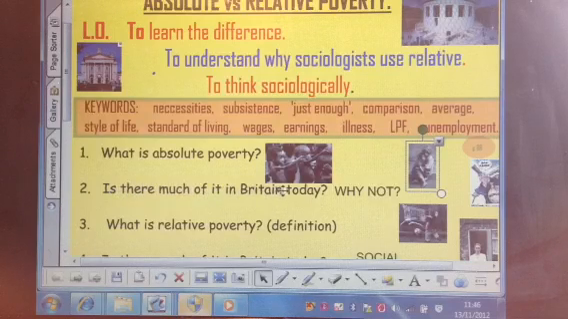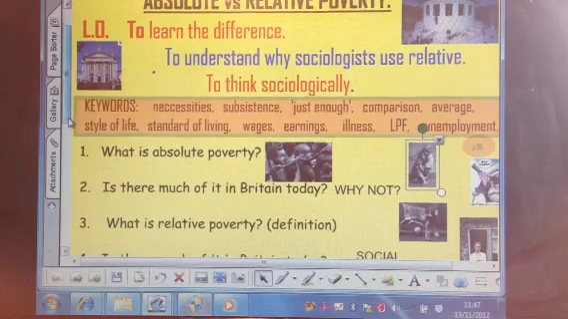Is there much of it in Britain today? And if there isn't, well, why not? Well, of course, we do not have much absolute poverty in Britain. We have some, very small amount, but we do not have very much. Why not? I hope you've all got it. The answer here is the welfare state. We have benefits, we have income support, child benefit, we have a National Health Service, free school meals, etc., etc., etc. We have done all this to try and eradicate, get rid of absolute poverty.